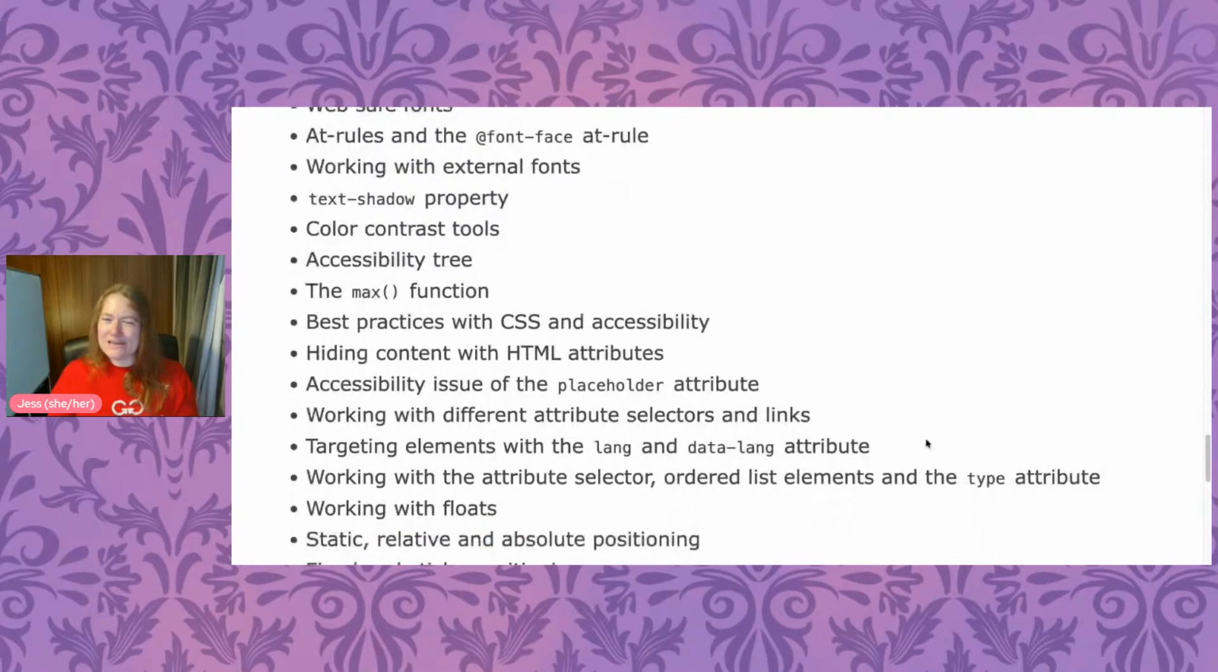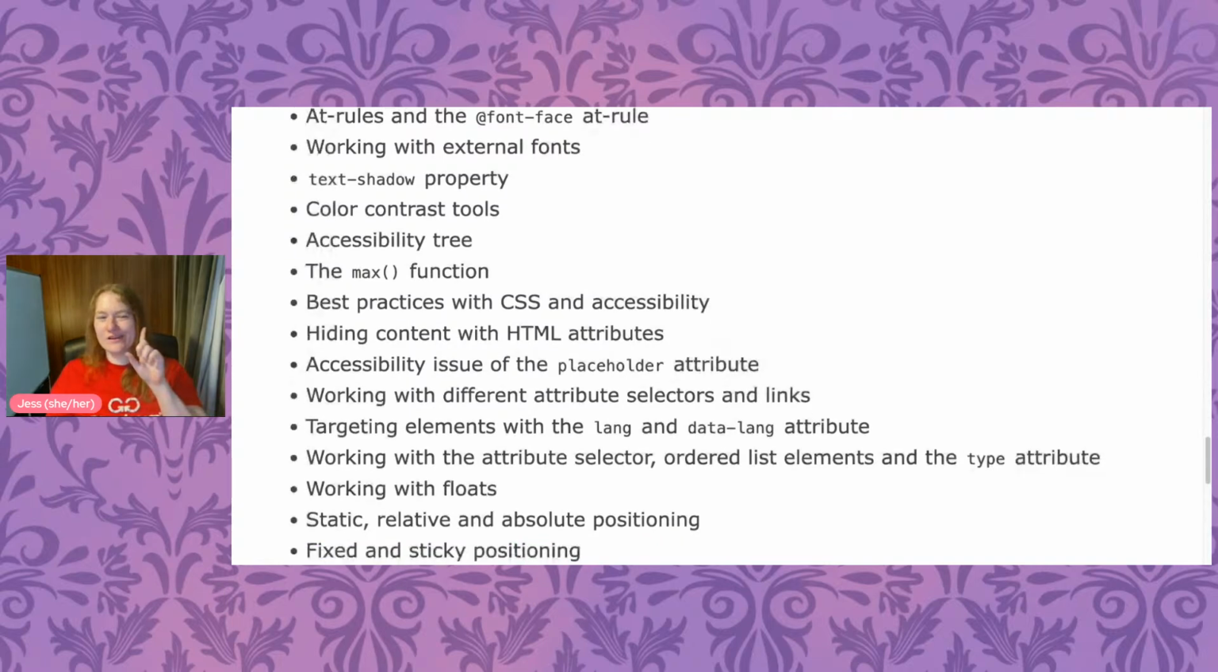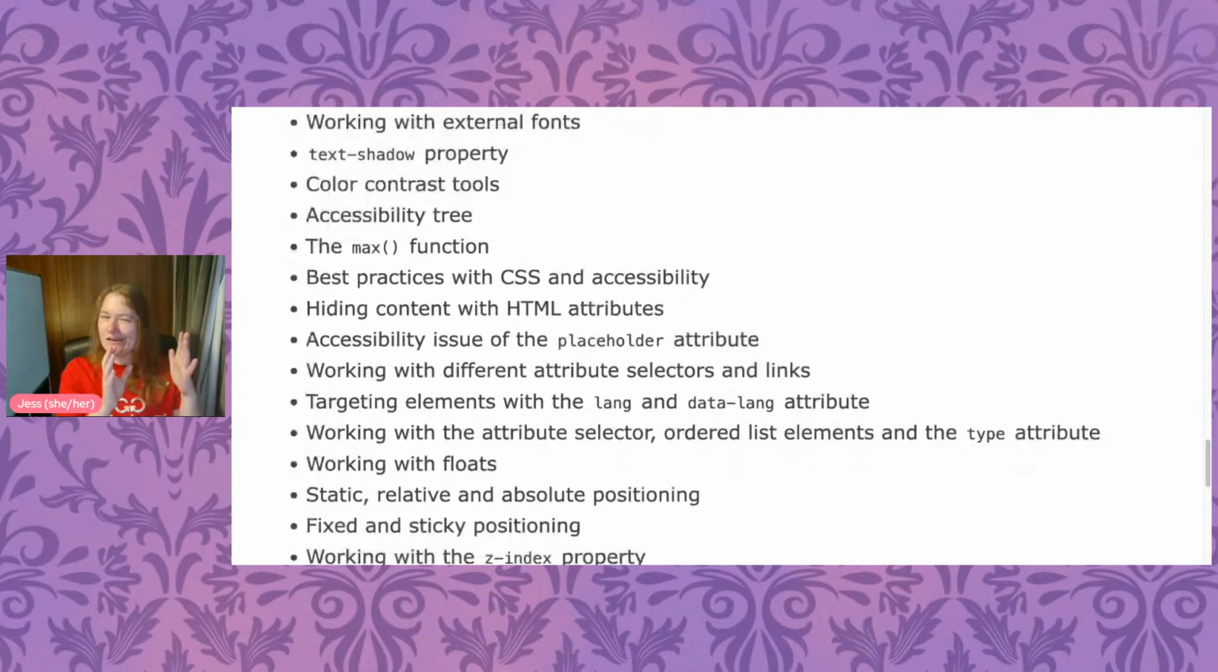We learned about placeholder attributes. So, hey, this is just a placeholder. We're going to come back to this. Isn't always the most accessible way to approach things. We learned about different attribute selectors and links. We learned about targeting elements based on their language. And the lang attribute, remember, that's setting the language that we expect will be useful for humans. Whereas the data lang attribute, we do the same thing. We can target elements with it. We tend to use the data lang attribute when we're talking about data we think that machines are going to ingest. We talked about the attribute selector or list elements and the type attribute.